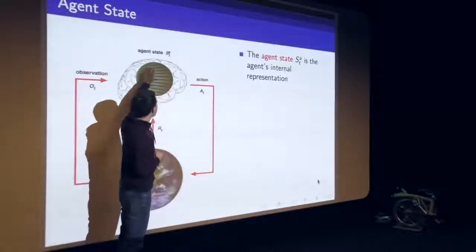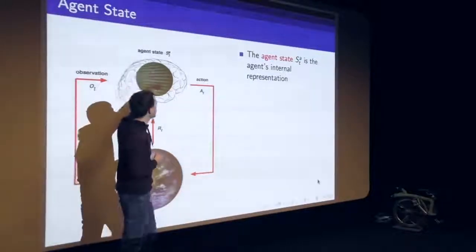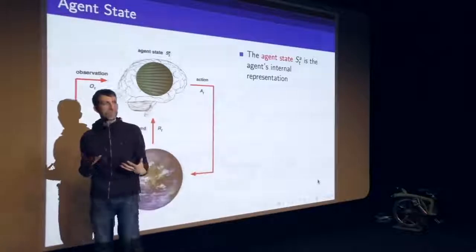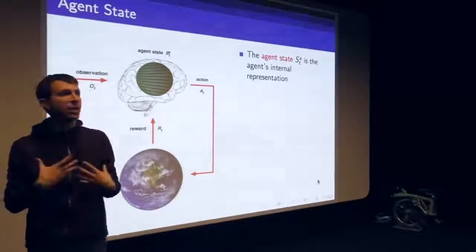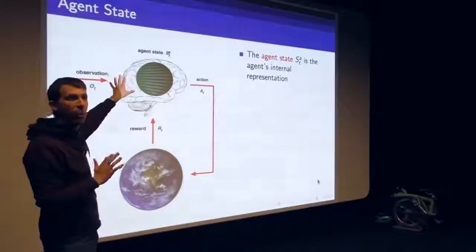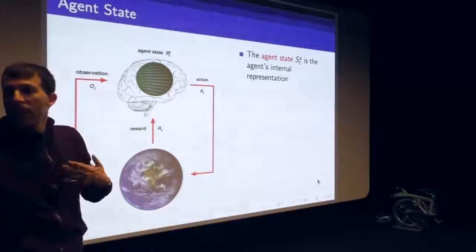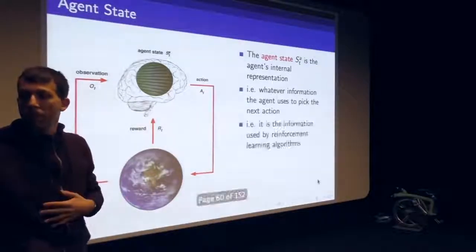So whatever information we choose to store and capture here is what we call the agent state. Whatever information is used to pick our next action, that's what we call the agent state. And that's our decision. Our decision is how to process those observations and what to remember and what to throw away. There are many different choices there, which we'll talk about.